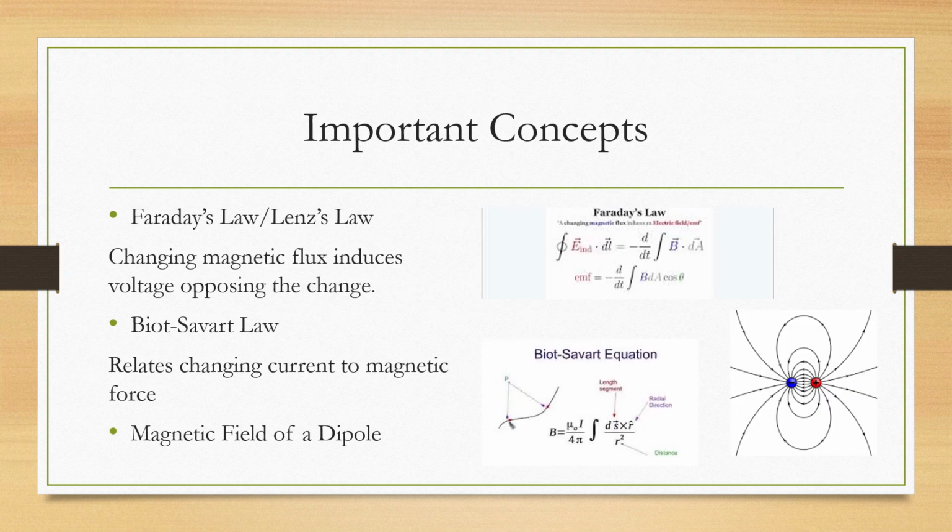Important concepts are Faraday's law and Lenz's law, which state that changing magnetic flux induces a voltage that opposes the change in flux; the Biot-Savart law, which relates changing current to magnetic force; and the magnetic field of a dipole.